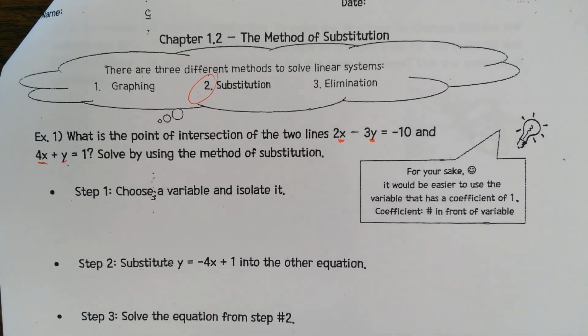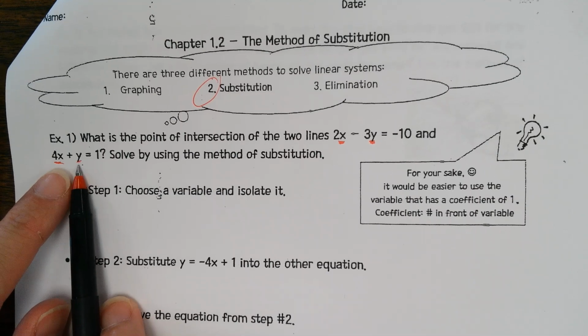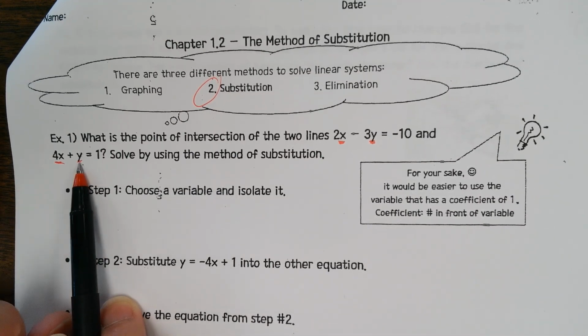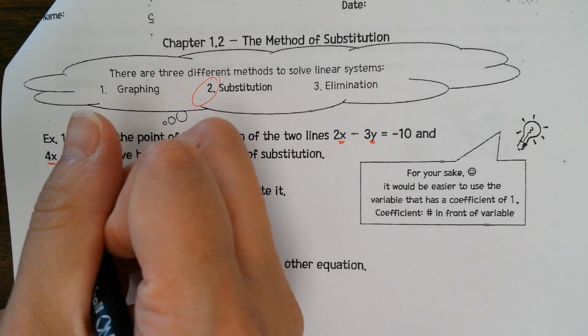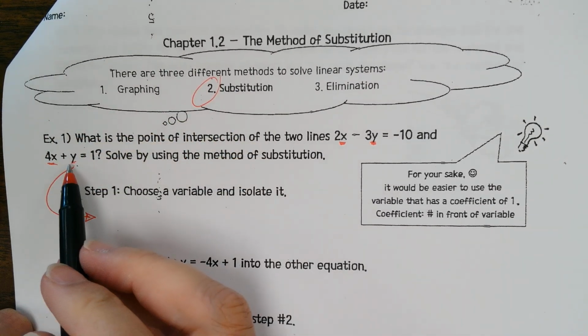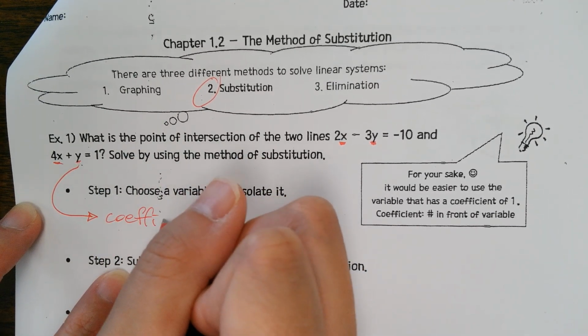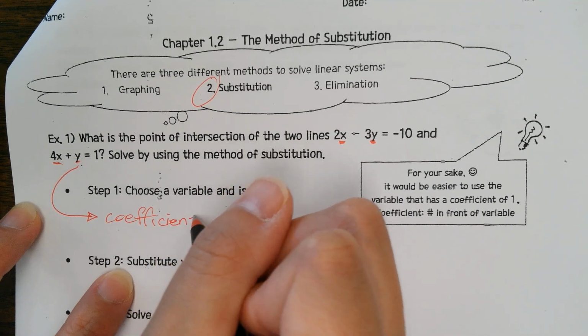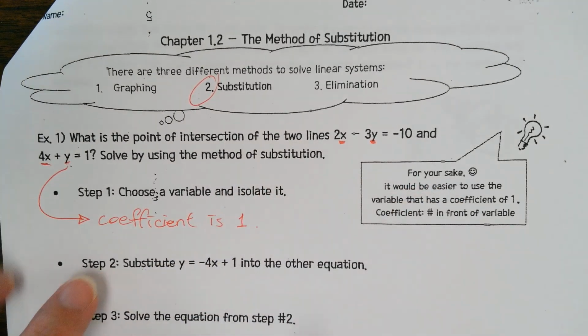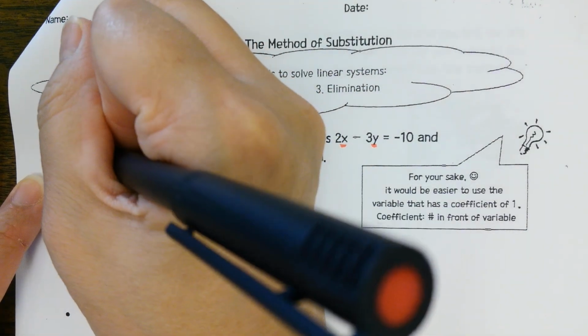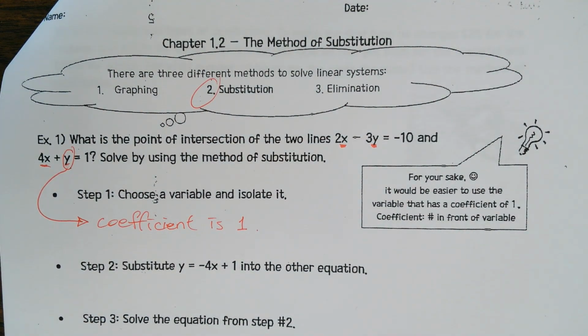X? Okay, Paul, do you agree? I would isolate the 4x plus y is y. Yeah, so Paul says, I think this one right here is easier to isolate. Why, Paul? The coefficient is 1. Yeah, excellent. The coefficient here is 1. So I would choose to isolate this y in this second equation.